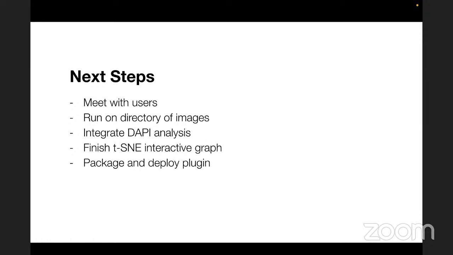And then again, running it on a directory of images so we can get the aggregated TSNE, and also not just do one image at a time, but do several images at a time. And then again, integrate the DAPI analysis that is in progress, and then finish the TSNE interactive graph, and then package and deploy the plugins. Right now it's running locally, but I don't think it's going to be very difficult to do that. The next step is just making sure that we can distribute it to people and it's usable. So does anyone have any questions?